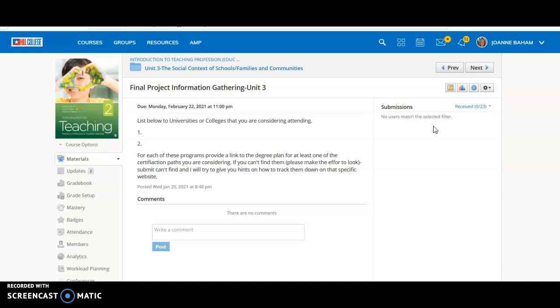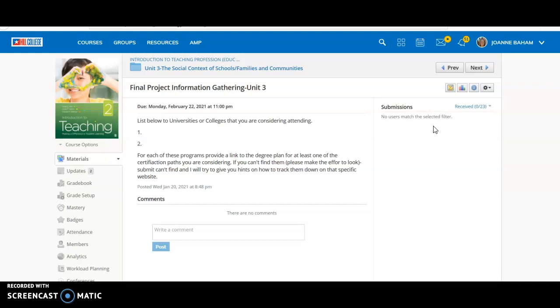This can take some time. So for each of the programs, provide a link to a degree plan for at least one of the certification paths you're considering. If you can't find them, do really try. Submit, can't find, and I will give you hints on how to track them down to that specific website. And I want you to actually email me first and let me know, hey, I need help finding these. So if you do submit, I can't find, they will not be counted as credit. So you'll have to go back to receive credit for them.